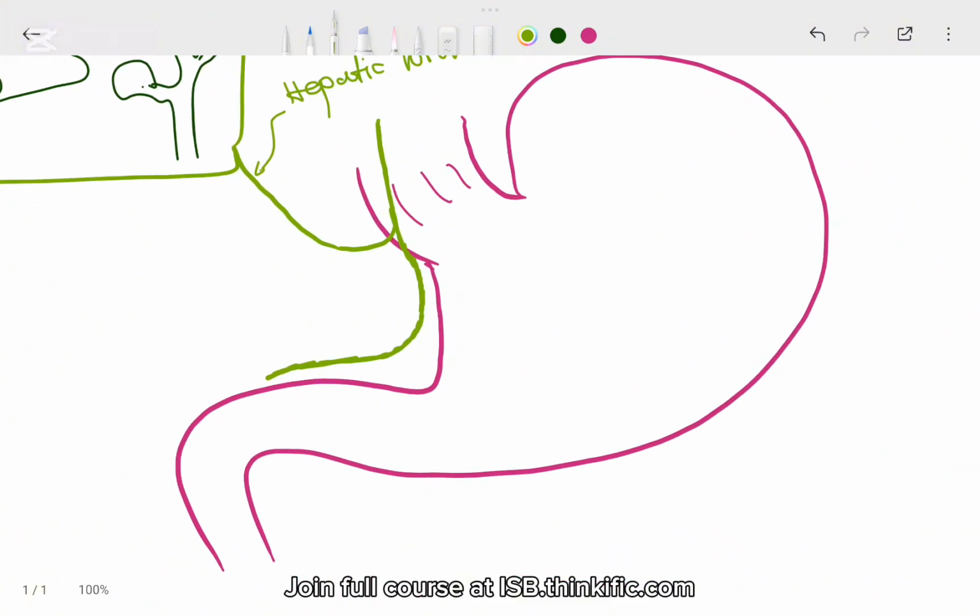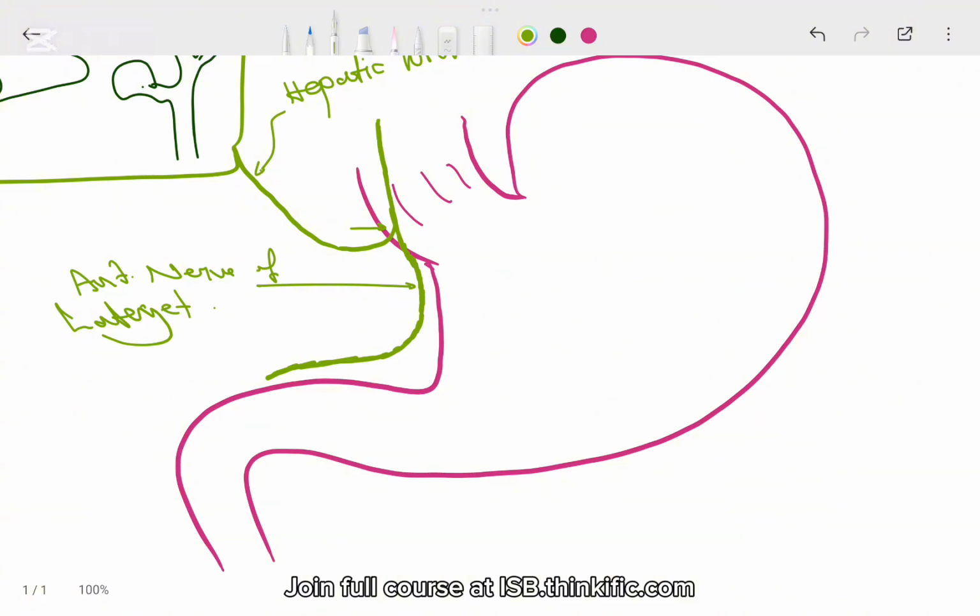The continuation of the anterior vagal nerve just past this point where it has given the hepatic branch, we call it the anterior nerve of Latarjet. We call this the anterior nerve of Latarjet, or simply nerve of Latarjet, okay, or anterior, because there's a posterior nerve of Latarjet as well.